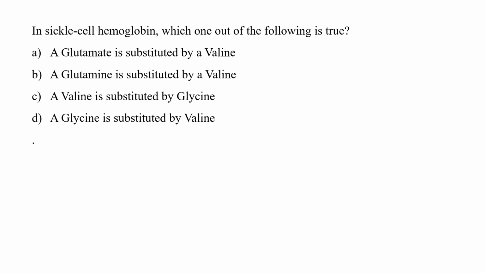In sickle cell hemoglobin, which one out of the following is true? A: glutamate is substituted by valine; B: glutamine is substituted by valine; C: valine is substituted by glycine; D: glycine is substituted by valine. This is again one of the simplest questions which we have been encountering since our lower classes. In sickle cell hemoglobin, a glutamate, which is a charged amino acid, is replaced by a hydrophobic long chain valine amino acid. So option A has to be the correct answer.